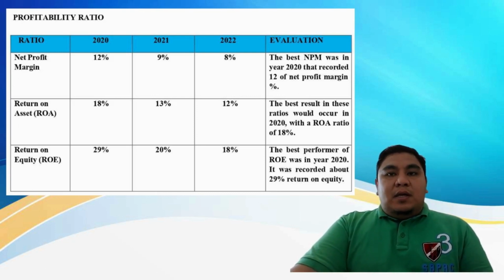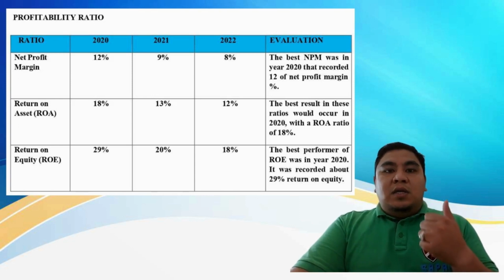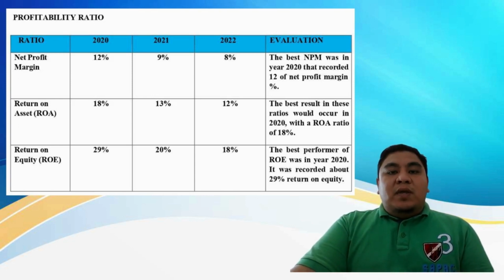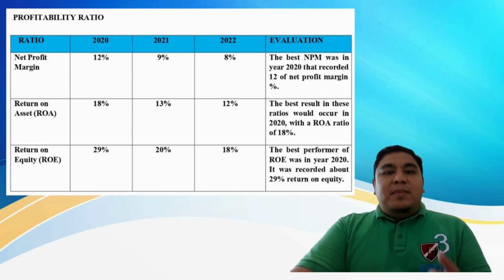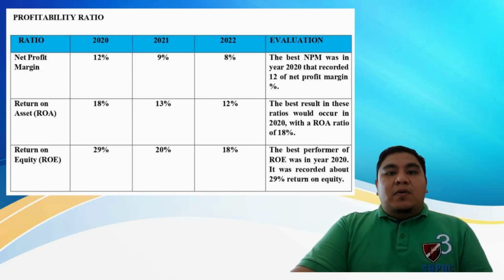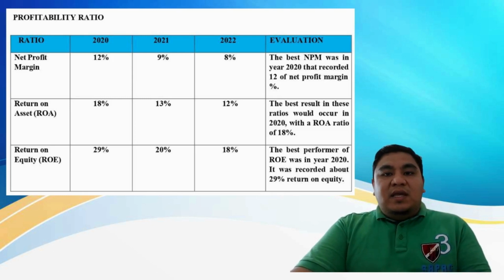Right. Thirdly, return on equity, ROE. ROE is the measure of a company's net income divided by its shareholder equity. ROE is a gauge of a corporation's profitability and how efficiently it generates those profits. The higher the ROE, the better a company is converting its equity financing into profit.